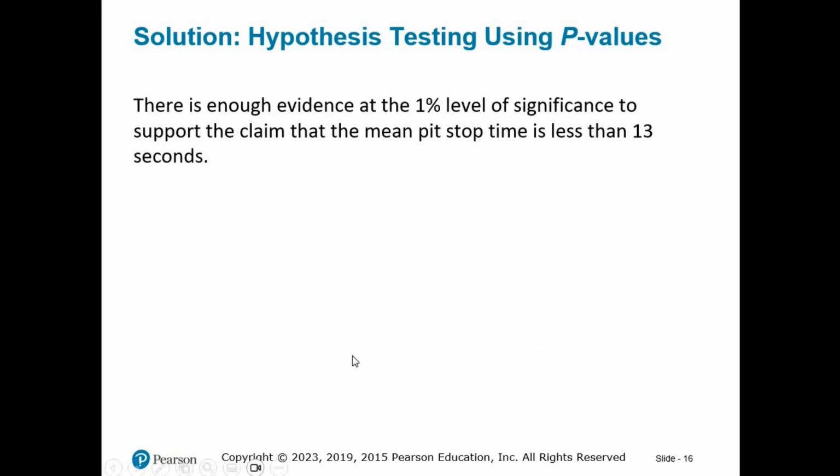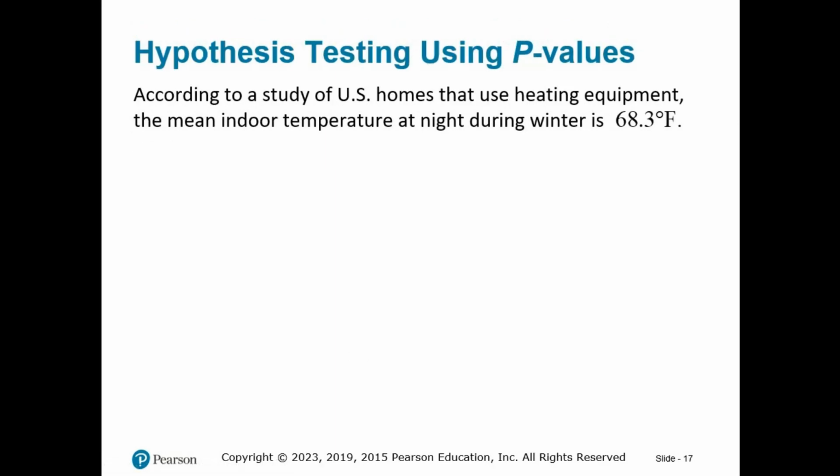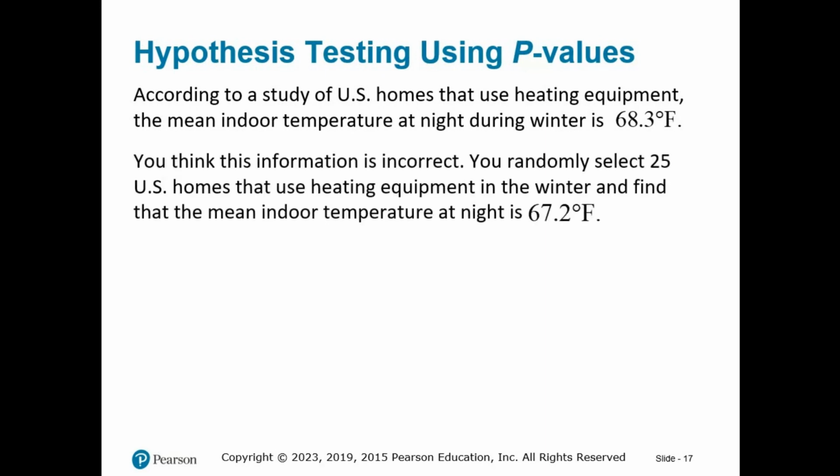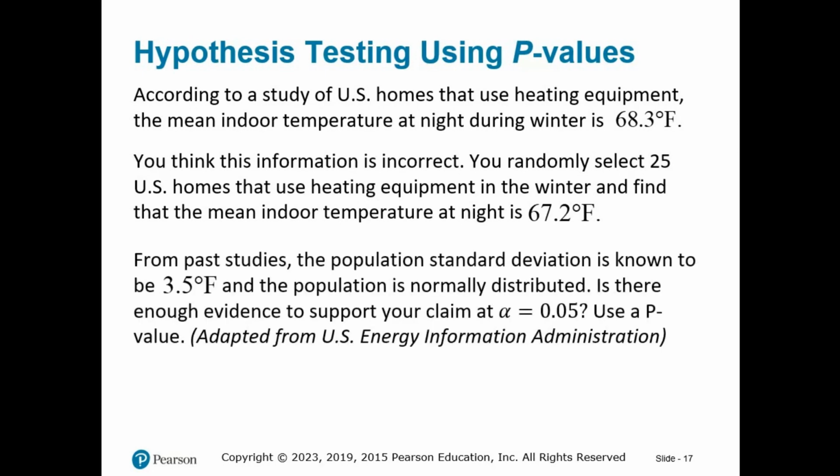All right, let's try another example. According to a study of U.S. homes that use heating equipment, the mean indoor temperature at night during winter is 68.3 degrees Fahrenheit. You think this information is incorrect. You randomly select 25 homes that use heating equipment in the winter, and your information tells you that the mean indoor temperature is 67.2 degrees Fahrenheit.